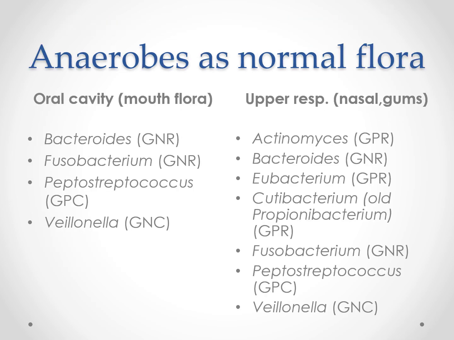Some anaerobes that are normal flora in the mouth would be things like Bacteroides, Fusobacterium, Peptostreptococcus, and Veillonella. They are gram-negative rods, gram-positive cocci, and a gram-negative cocci, respectively. We also have anaerobes that are normal in the upper respiratory tract, including the nares and the gums. And that would be things like Actinomyces, Bacteroides, Eubacterium, Cutibacterium. The old name for that is Propionibacterium, but the new name is Cutibacterium, Fusobacterium, Peptostreptococcus, and Veillonella. So we have a mixture of normal anaerobic flora in the nares and in the gums.